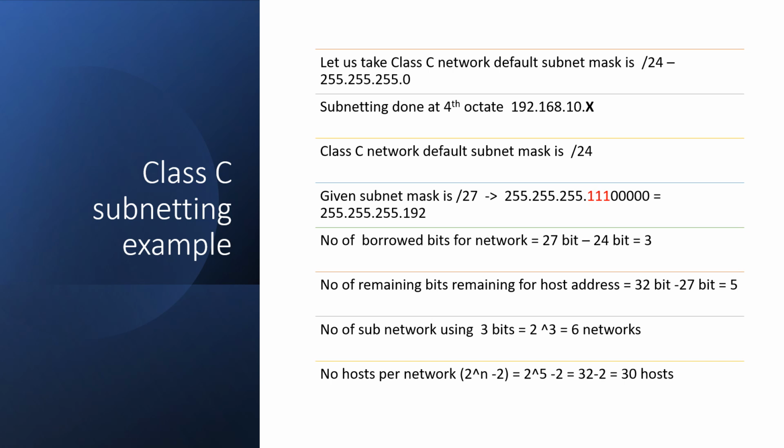The number of subnetworks using 3 bits is 2 raised to the power of 3, which is 8. The number of hosts per network is 2 raised to the power of n minus 2, which is 2 raised to the power of 5 minus 2, which is 32 minus 2, so it's 30 hosts.